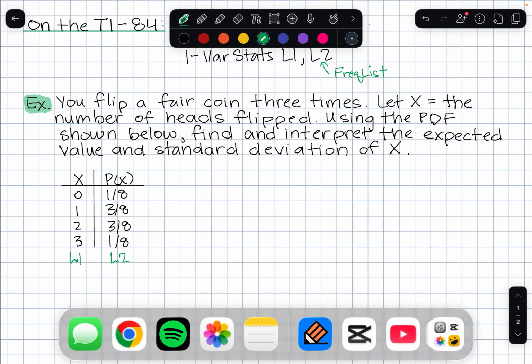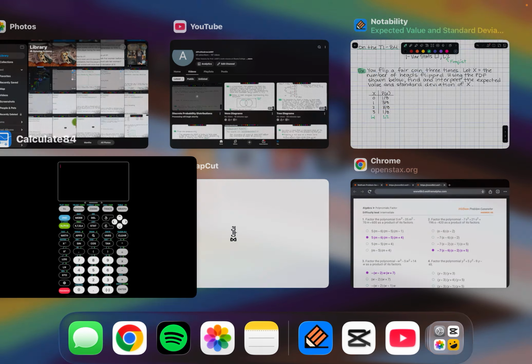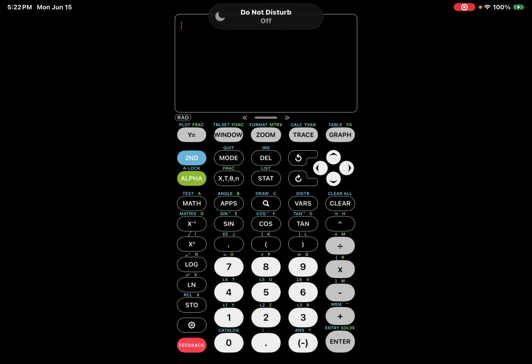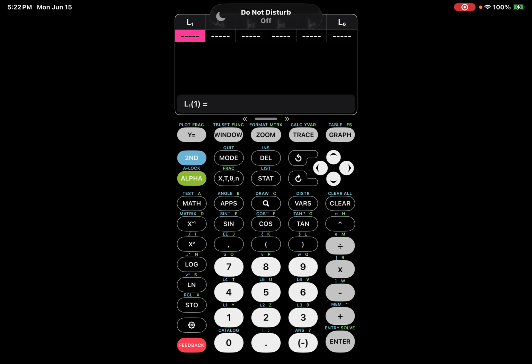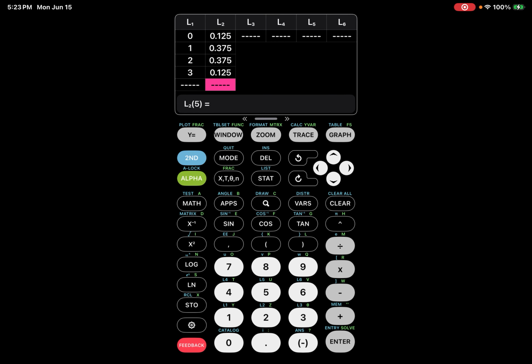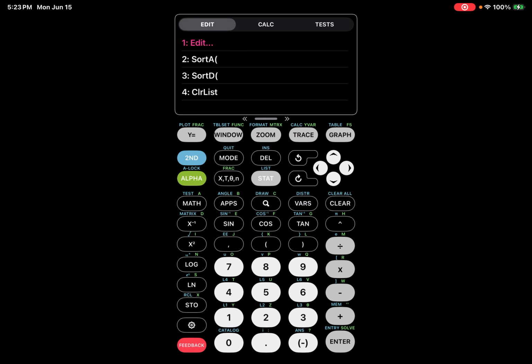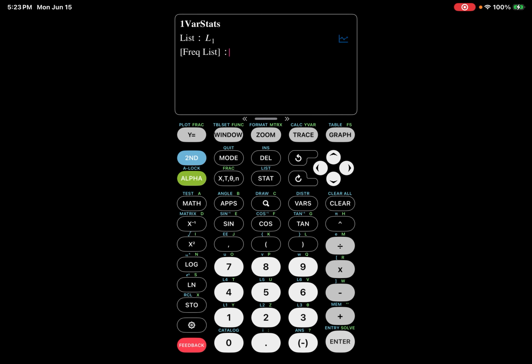So let's go ahead and pull up our calculator somewhere. So stat, enter, and my x values are 0, 1, 2, 3. My p of x values are 1/8, 3/8, 3/8, 1/8. And then I want to run 1-Var Stats. So stat, calc, 1-Var Stats, L1, and then my frequency list should be L2.